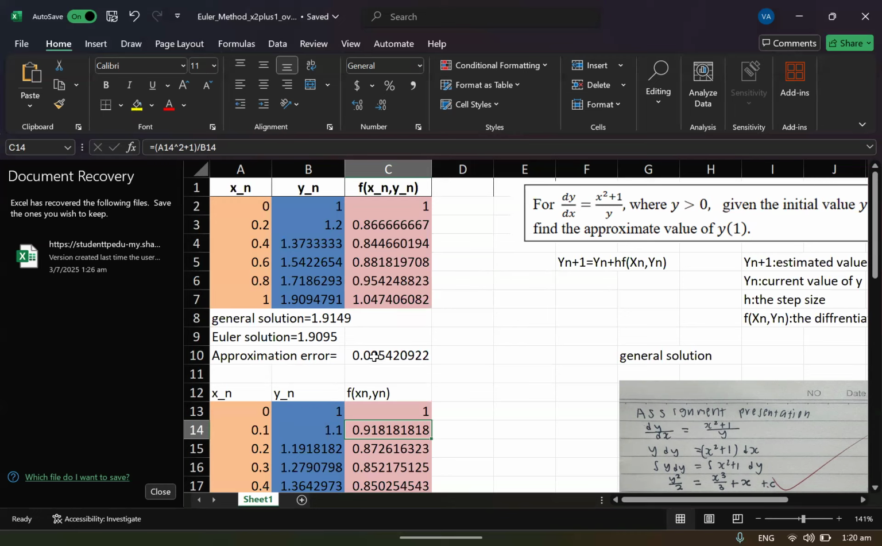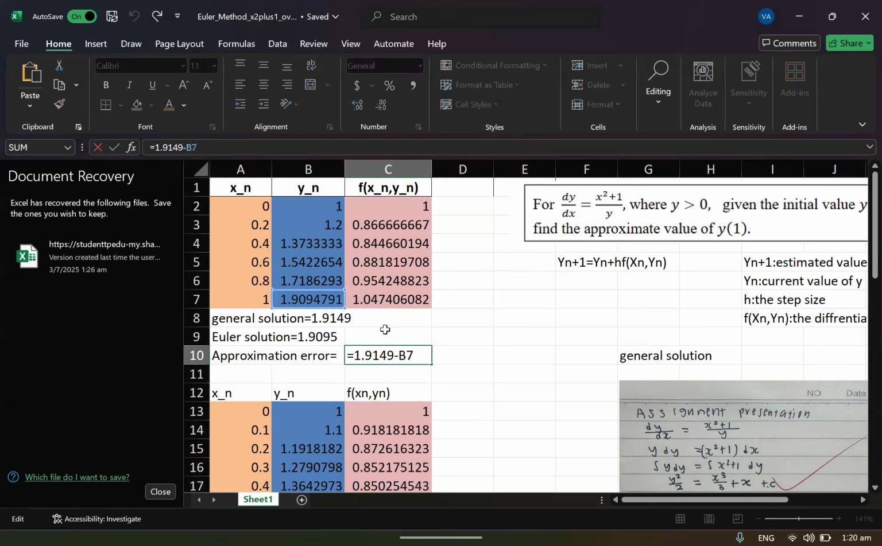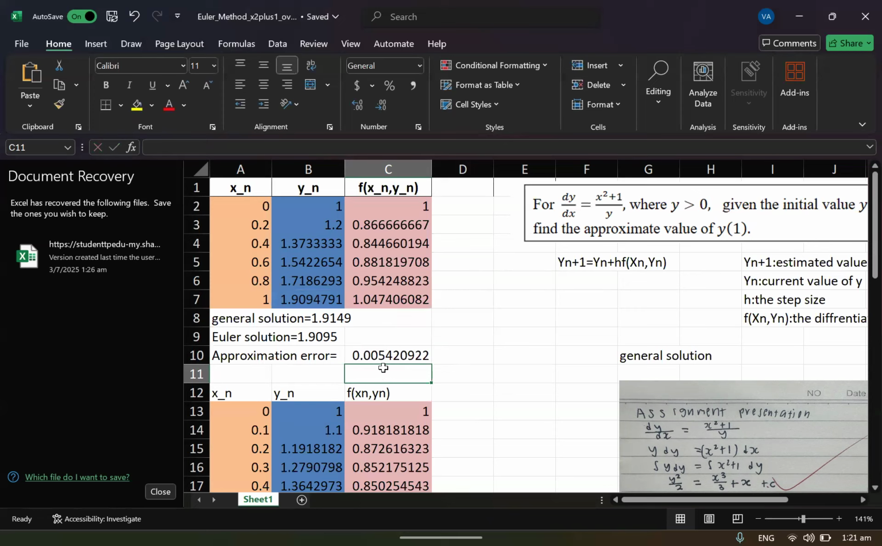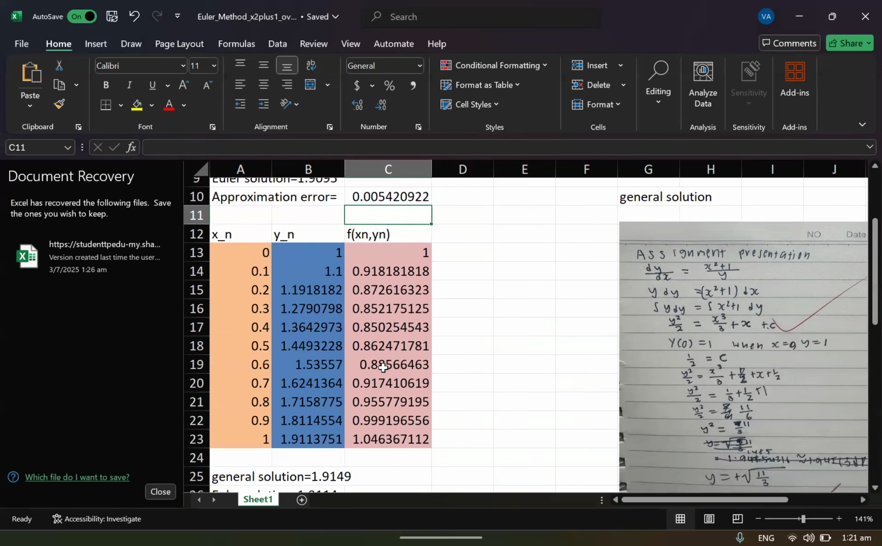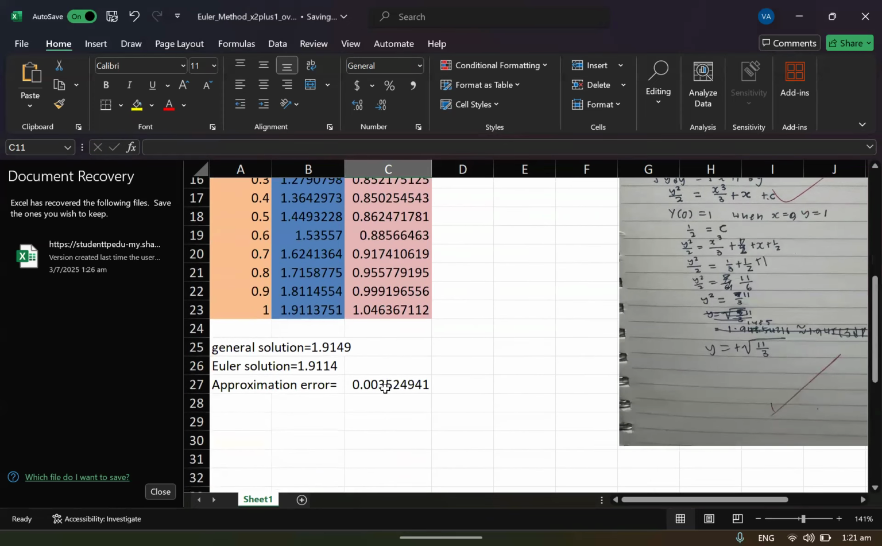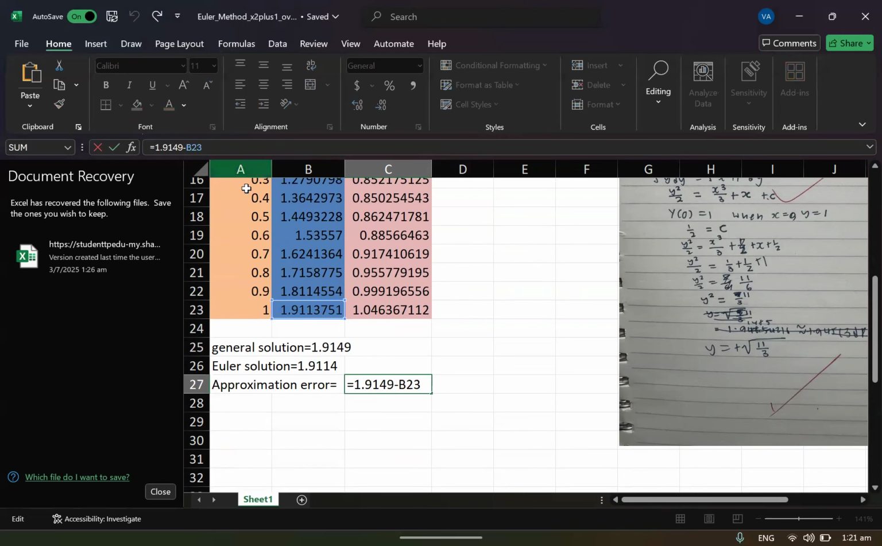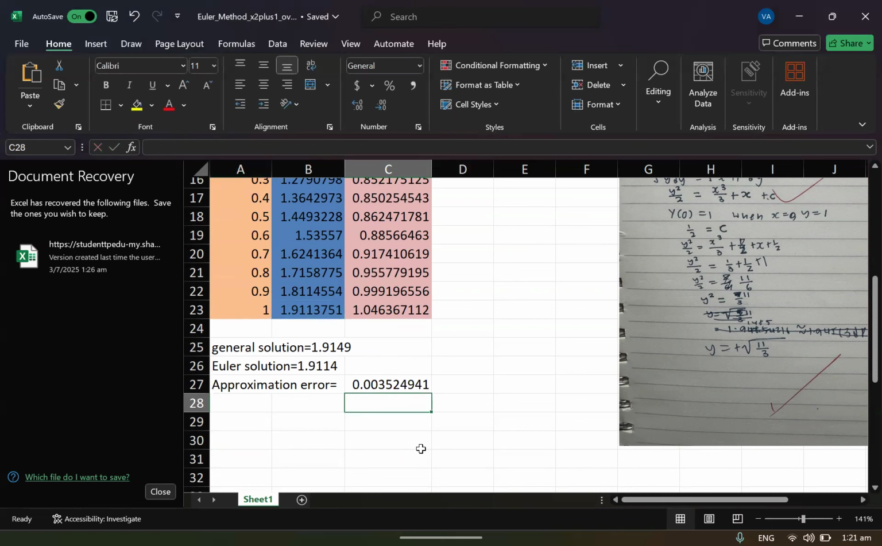Next we are finding the approximation error, which is the general solution minus your Euler solution. So the approximation error for the step size 0.2 is 0.0054. Let's move on to the approximation error for a step size of 0.1. Here, we use the same formula, general solution minus the Euler solution, and it is 0.0035.